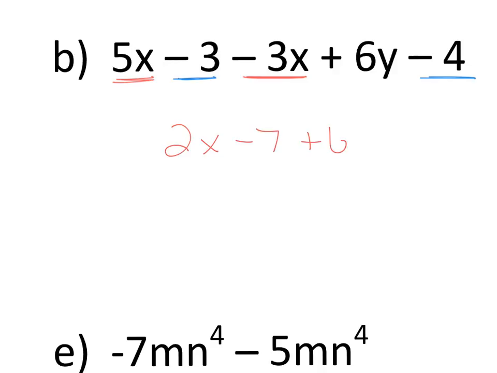And then plus 6y. Now, please note, it does not matter what order these are in, just as long as you have all 3 parts. So if I wanted to say 2x plus 6y minus 7, that would also be an acceptable answer, just as long as you have all the parts.